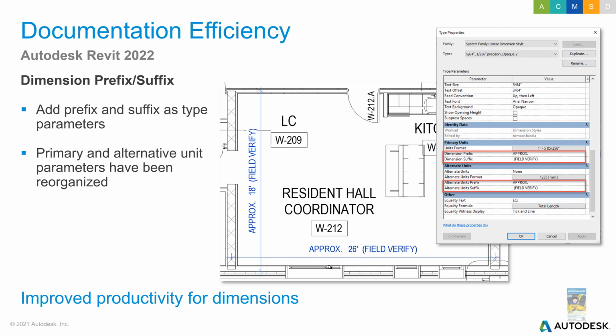You have dimensional prefix and suffix as type parameters. Primary and alternative unit parameters have been reorganized as well. So if you look at the type properties window, under primary units and under alternate units, you can specify the dimension prefix or suffix and alternate units prefix and suffix as well.